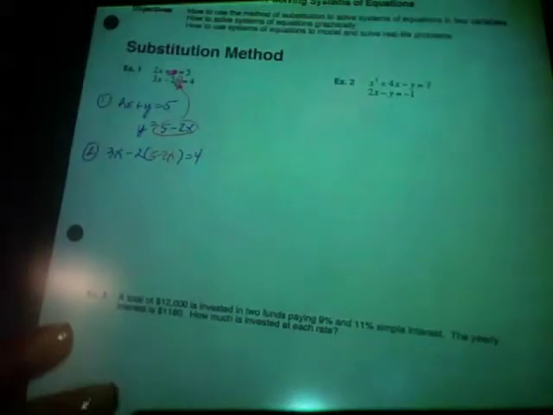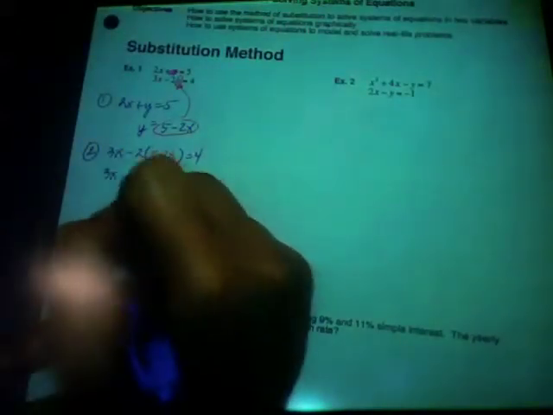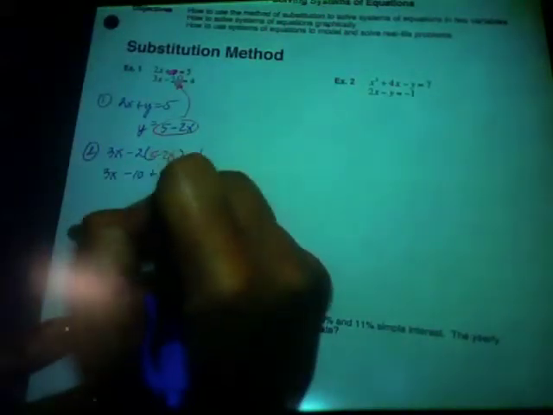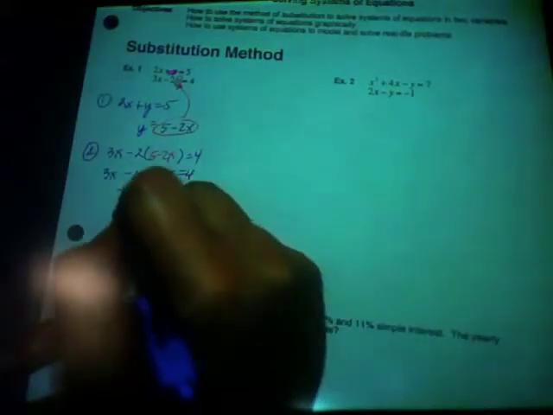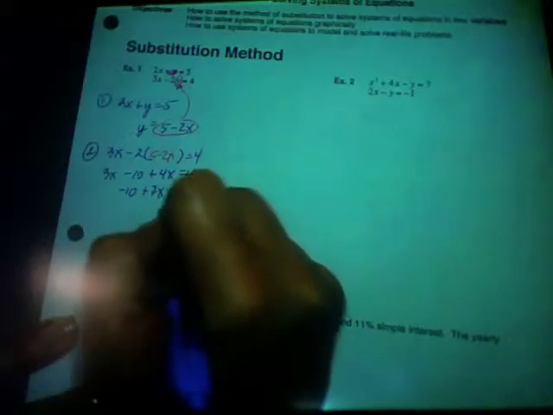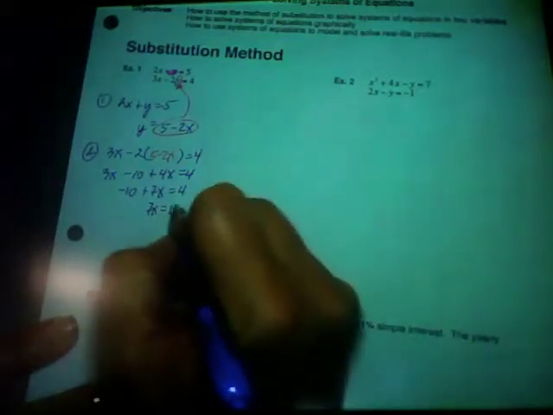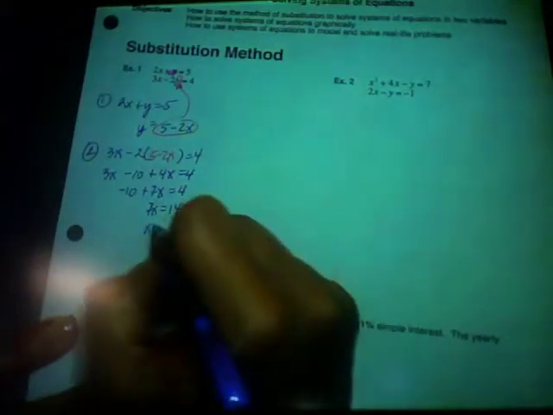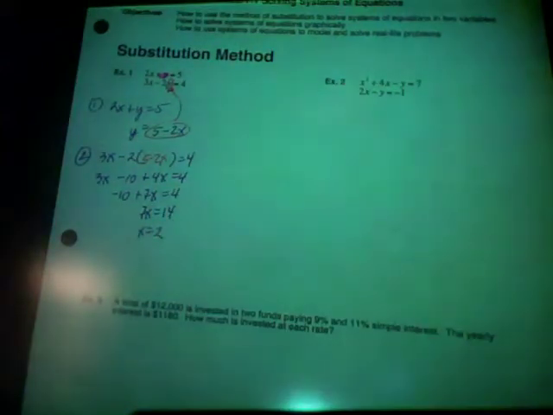So distribute your negative 2. Collect like terms. Add a 10, and divide by 7. Is that my answer? Nope. Then what do I have to do? Plug it back into one of the original two.